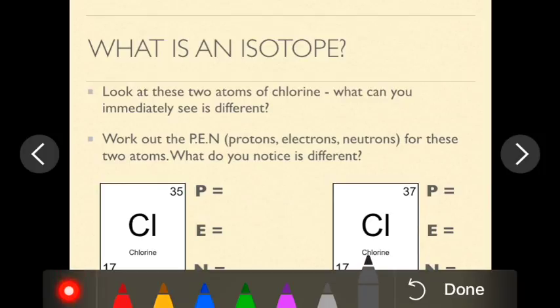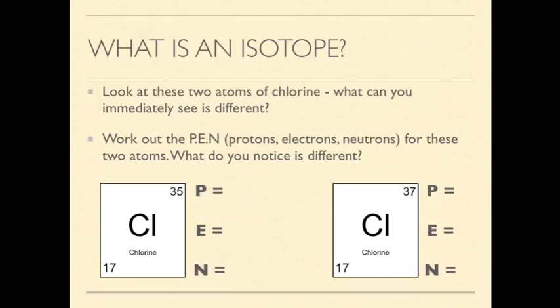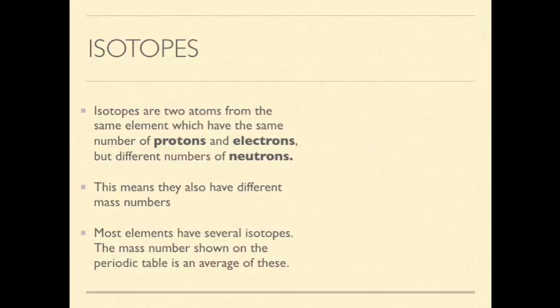Well, the protons don't change. Electrons don't change, that's 17 as well. But the neutrons do change. So for each of them, they have a different number of neutrons. So that's the really important thing. If you have two isotopes, the number of protons don't change. If the protons change, then what you've got are two different atoms. If the neutrons change, then you've got the same atom but different isotopes.